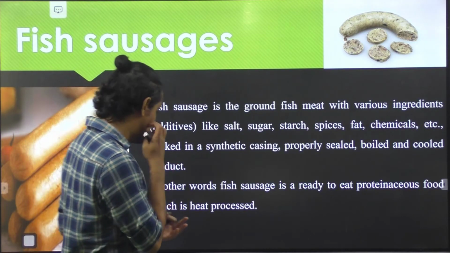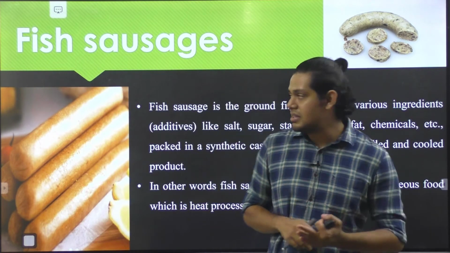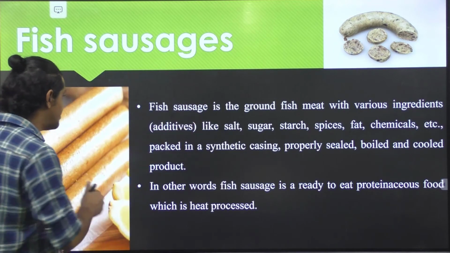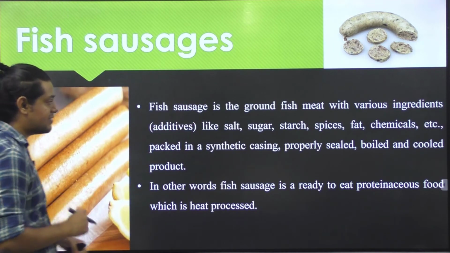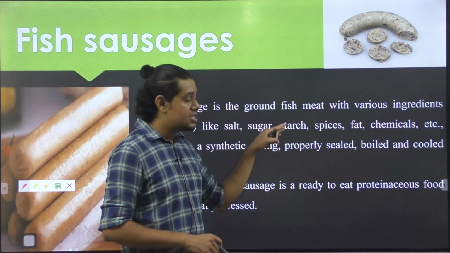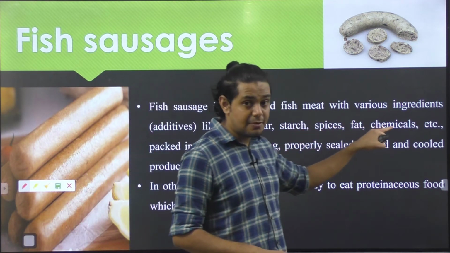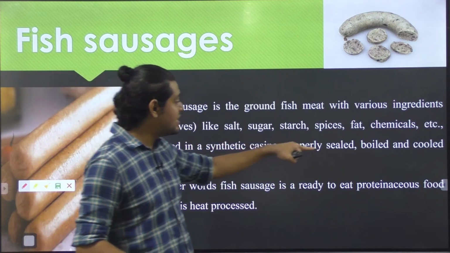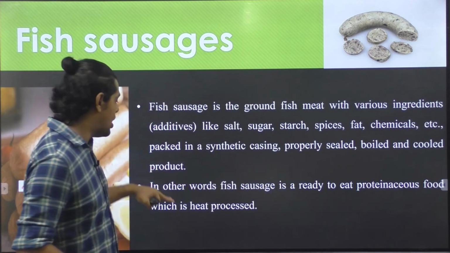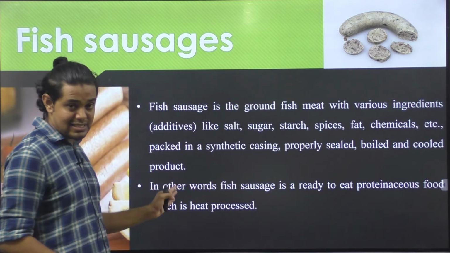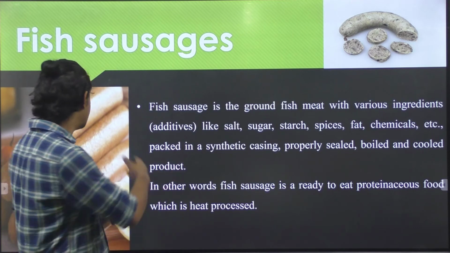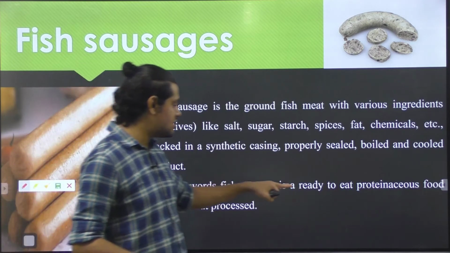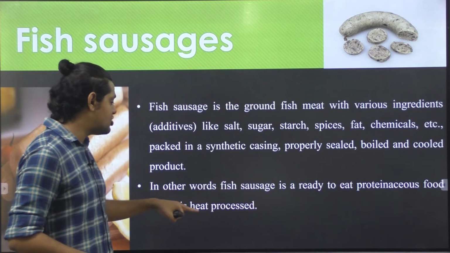The next important product that I have described here is fish sausage. The fish sausage is ground fish meat with various other additives like salt, sugar, starch, spices, fat, chemicals, etc., which is packed in a synthetic casing, properly sealed, boiled and cooled. In the next slide I have given you the list of ingredients which are required for the preparation of the fish sausage. In other words, fish sausage is a ready to eat proteinaceous food which is heat processed.